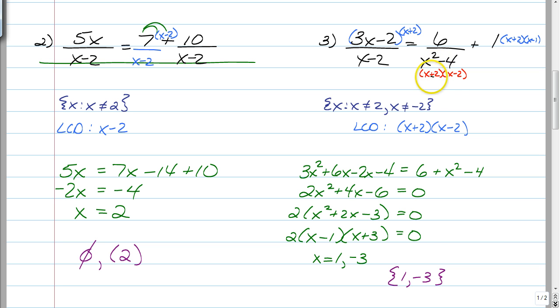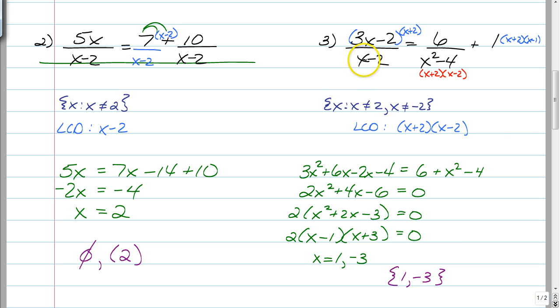It's the difference of 2 squares, so you have x plus 2 and x minus 2. So that means your LCD is going to be x plus 2 and x minus 2, and your domain, x cannot equal 2 or negative 2. So this is where you multiply your numerators and your denominators by what you need to make the LCD.